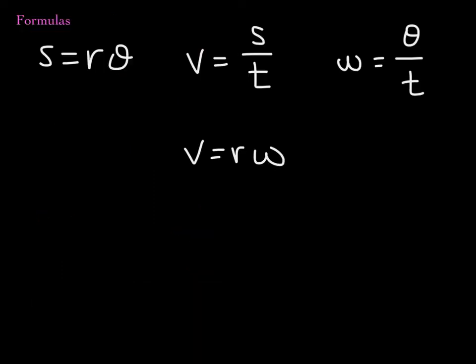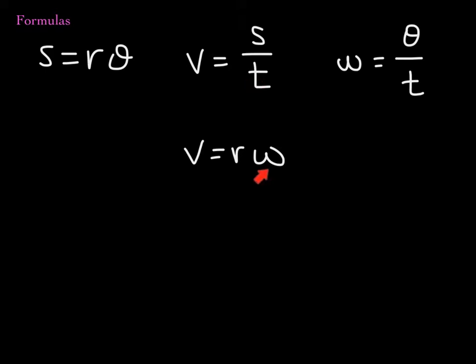So before we look at a few examples, I wanted to summarize our formulas. This is arc length. S stands for arc length. R stands for the radius of the circle. Theta stands for the radian measure of your angle. V stands for linear speed. We already said what S is. T is time.